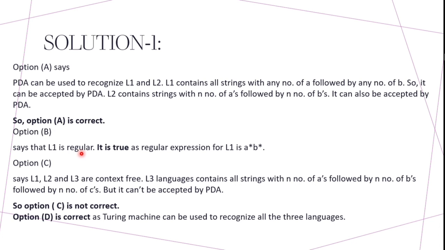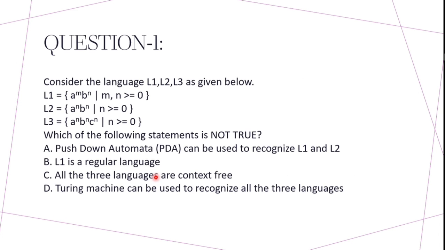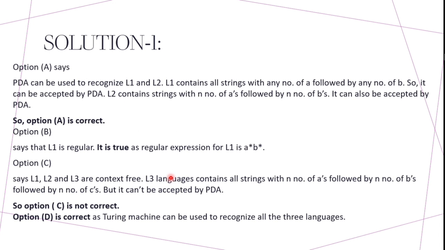Similarly, option D is also correct, as a Turing machine can be used to recognize all three languages. Option D says that a Turing machine can recognize all three languages. So yes, it is correct.